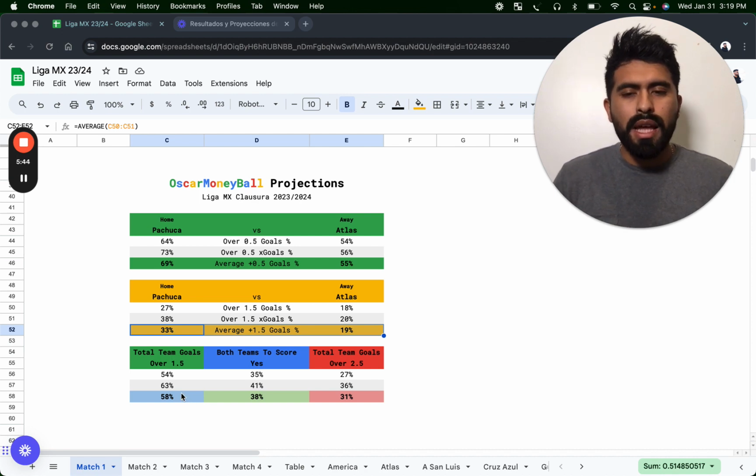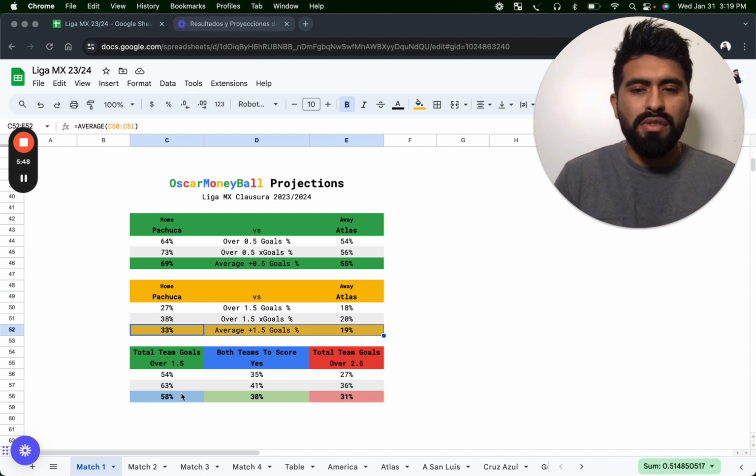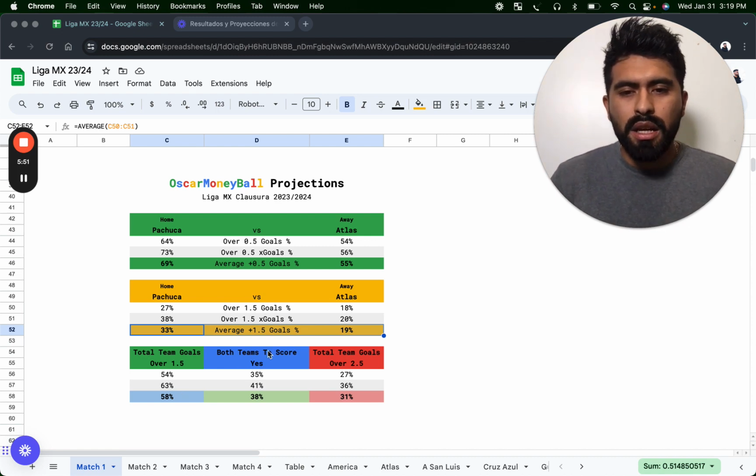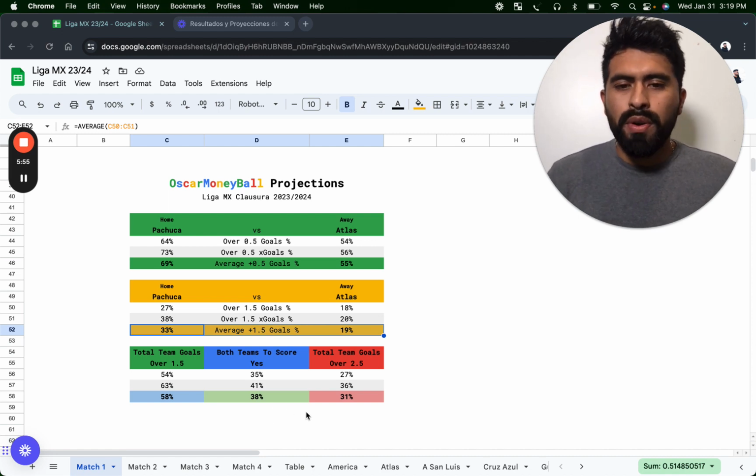Total team goals, what that means is between both teams, we can see an over 1.5 goals. The percentage for that is 58%. Both teams to score is at 38%. Total team over 2.5 goals is 31%.